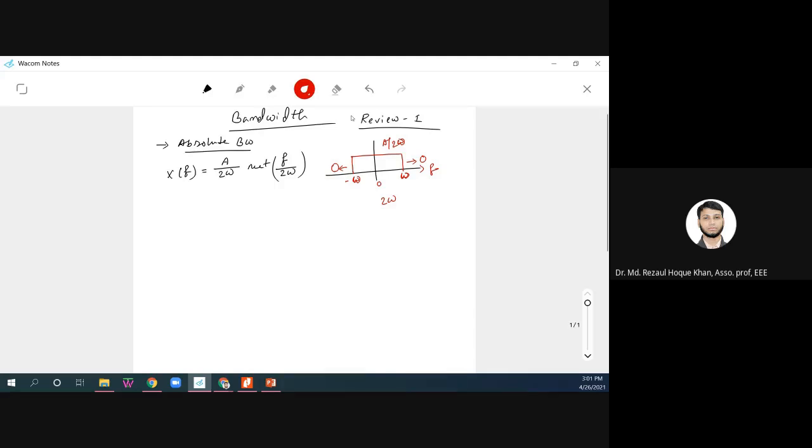So what is absolute bandwidth? The whole bandwidth, this one, from here to here. That is its absolute bandwidth. Right?